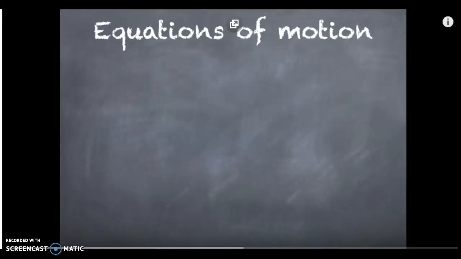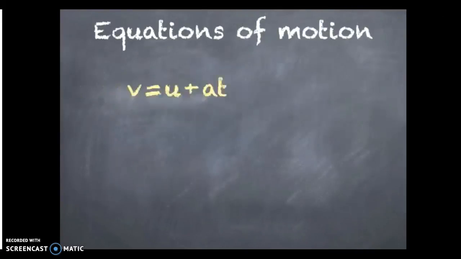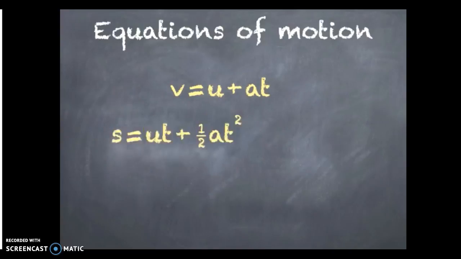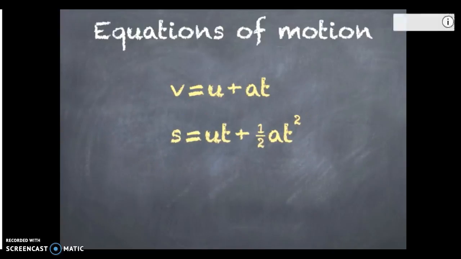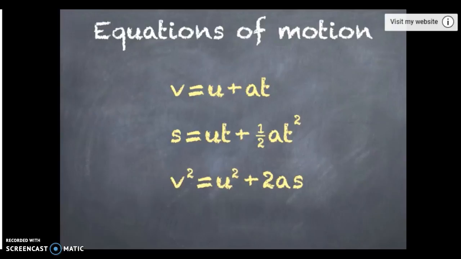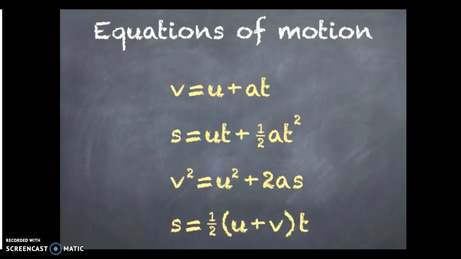In this video I'll talk about the equations of motion. v equals u plus at, s equals ut plus half at squared, v squared equals u squared plus 2as, and of course s equals half u plus v times t. I'll show you how to derive all four equations, then go over some important points to remember.